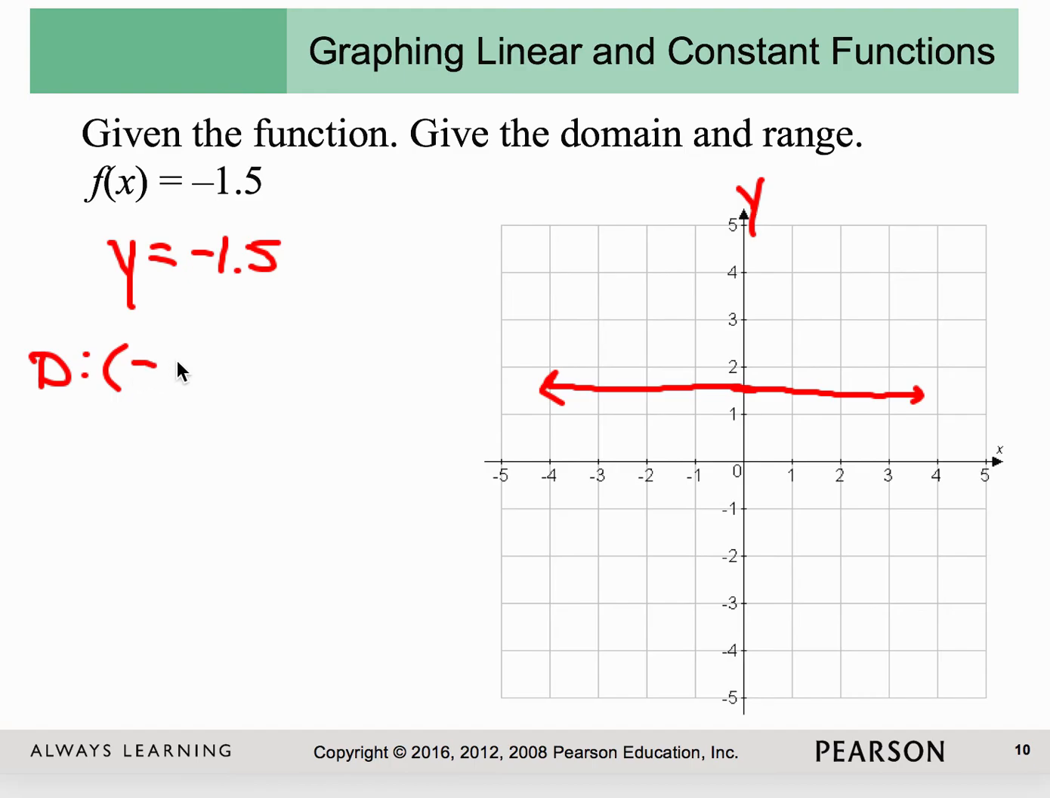The domain is negative infinity to infinity, because you got arrows going all the way to infinity, all the way to negative infinity. But the range is negative 1.5. Now, it's not an interval, so I'm going to put it in braces because it's a value in the set, right? Y is just negative 1.5 always. So that's my whole range. It doesn't vary.